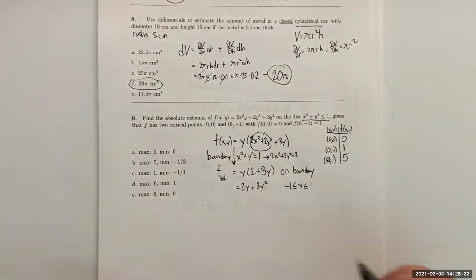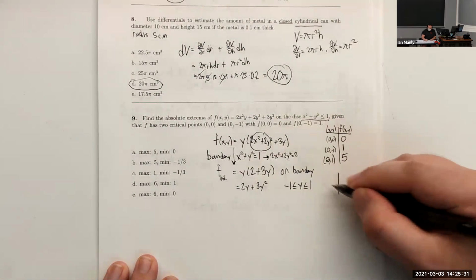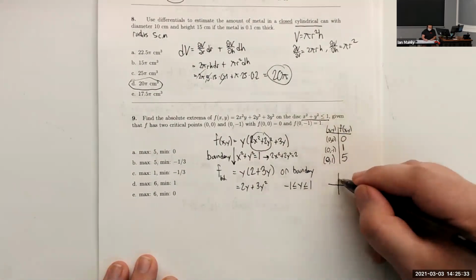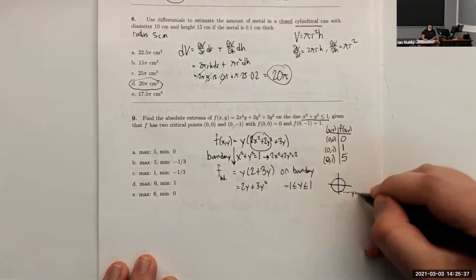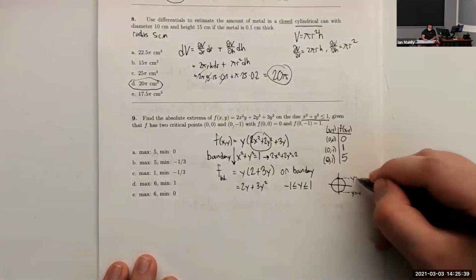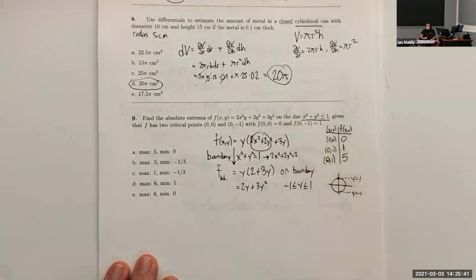Hi, quick question. How did you know that y had to be in between -1 and +1? Unit circle. So this domain is the unit circle, right? So the lowest possible y value we can have is -1, and the highest one we can have is 1. So that's how I knew to limit y to those values.